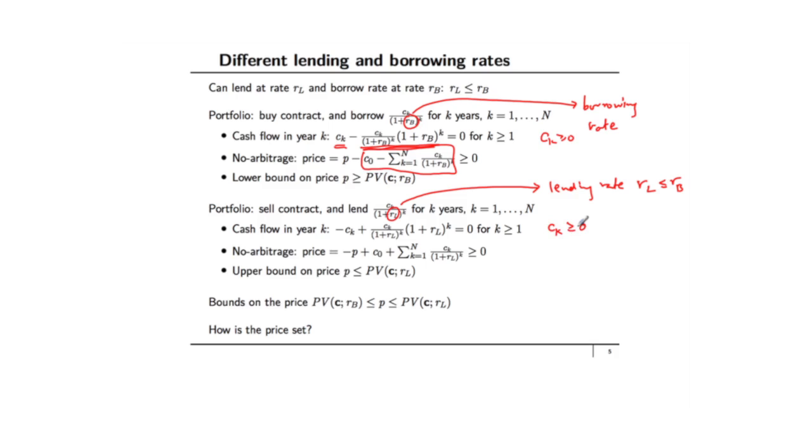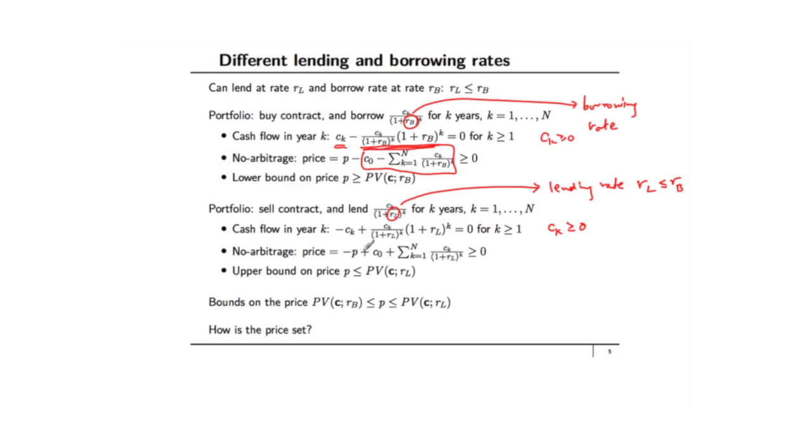The weak no arbitrage condition now tells me that the price that I should have paid for this portfolio must be greater than or equal to 0. What is the price that I paid? It's going to be minus P plus C0 plus the sum for K going from 1 through N, CK over 1 plus RL to the power K. Why is this the price?